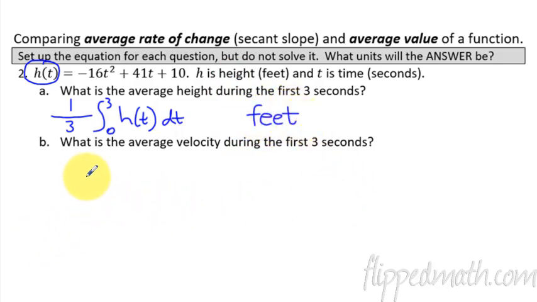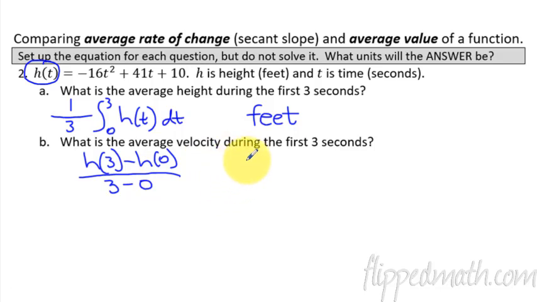All right, next one. What is the average velocity? Well, the average velocity would be the average rate of change of the height. So that means we're going to do h in the first 3 seconds, h of 3 minus h of 0, divided by 3 minus 0. Or I could have just put in 3 here. Okay, so this is the average velocity. Not the instantaneous velocity, that would be h prime, but the average velocity, which is just the slope between 2 points. Okay, and then what are my units?